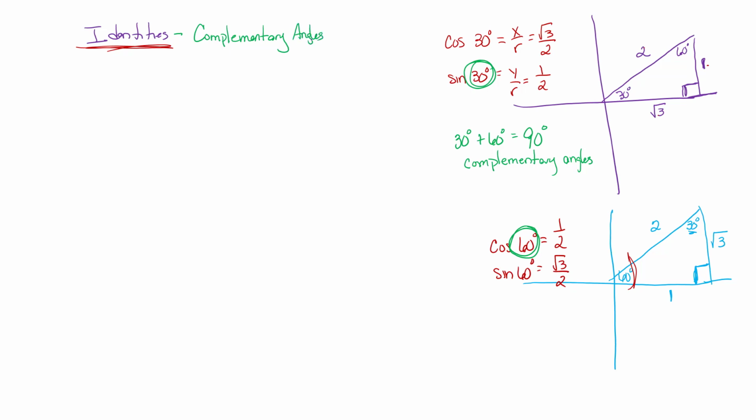There we go. Complementary angles. So here's what that's telling me. Remember, the cosine of 30 degrees was exactly the same as the sine of 60, wasn't it? So if I take the cosine of an angle, it would be equal to the sine of its complement.